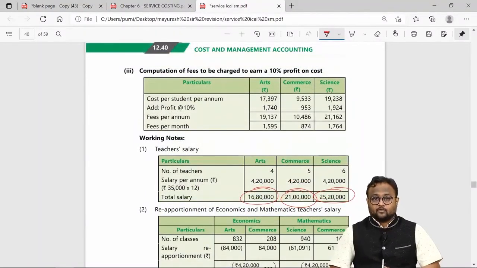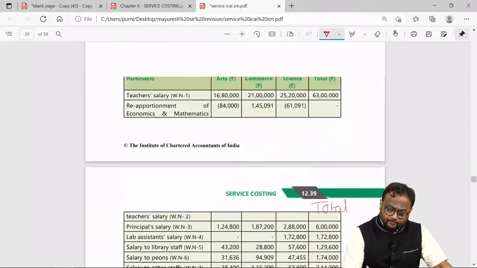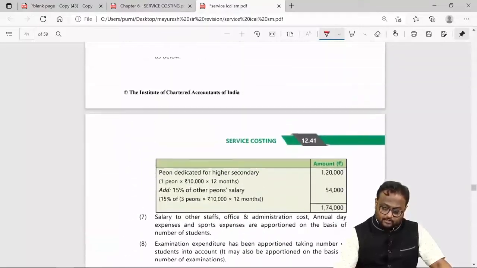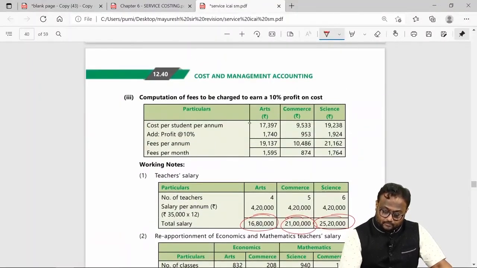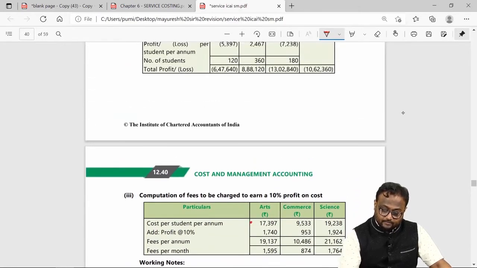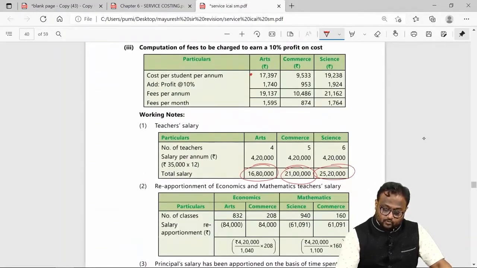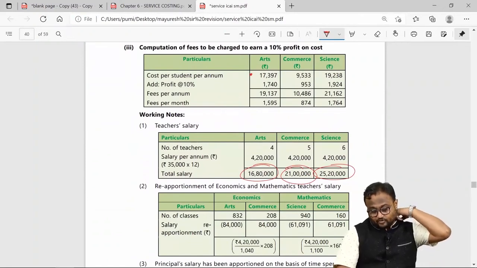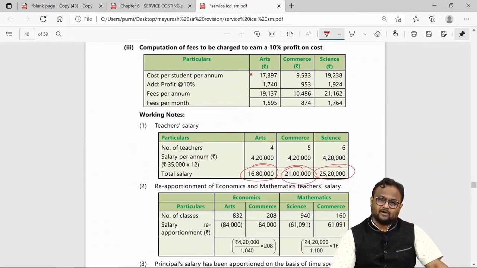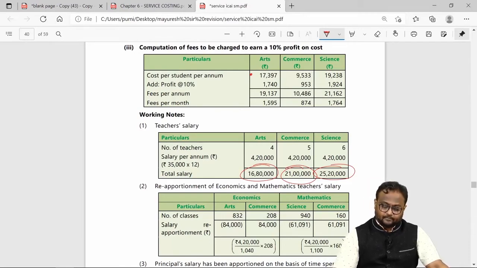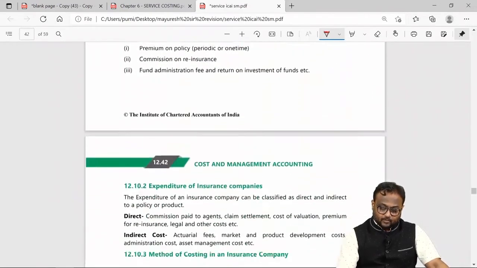In the last part, they have asked us to determine the selling price if you want a profit of 10%. It's pretty simple. You know how much is the cost per student. You calculated it here. Cost per student plus 10% profit will give you the revenue to be collected per annum. Divided by 12 will give you per month. Simple it is. Cost per student per annum plus profit will give you revenue per student per annum. Divided by 12 will give you fees per month. So that was the question we were talking about.